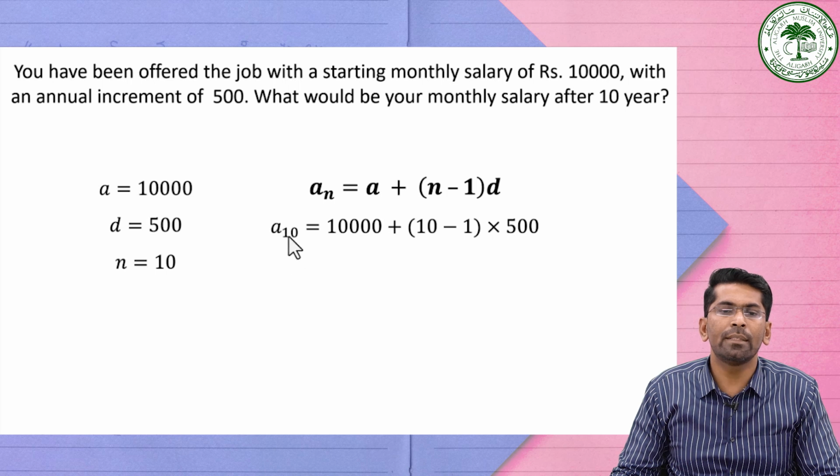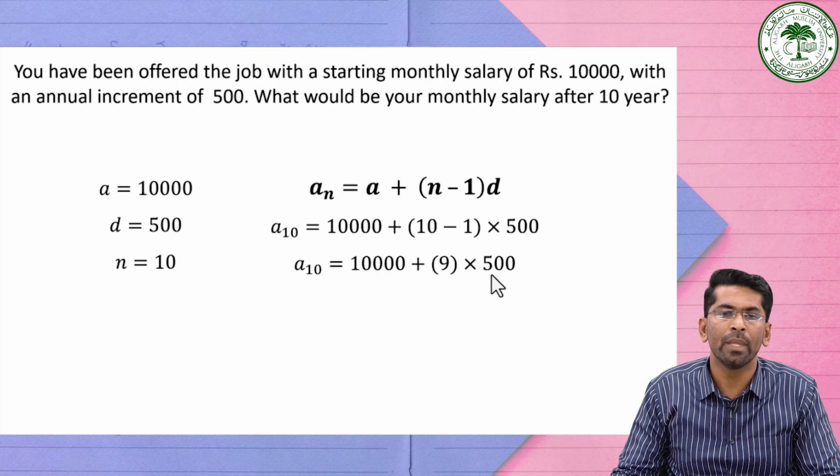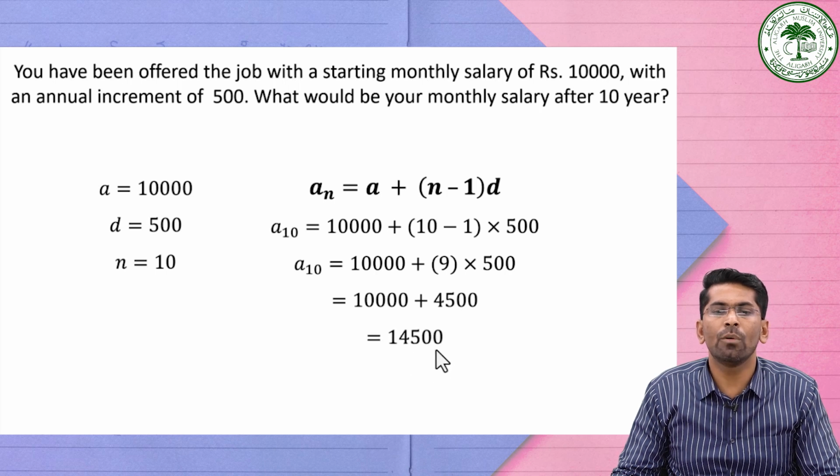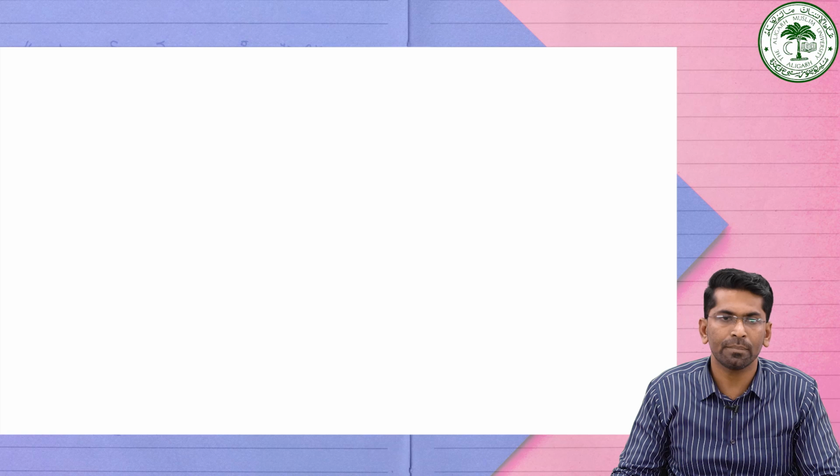Then the 10th term of the arithmetic progression is equal to 10,000 plus 10 minus 1 into the common difference, here the annual increment, so it is 500. Simplifying, 10,000 plus 10 minus 1, that is 9, into 500. So it is 10,000 plus 4,500, which is 14,500. So your monthly salary after 10 years will be 14,500.